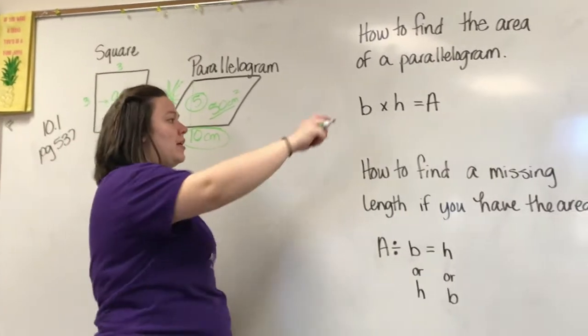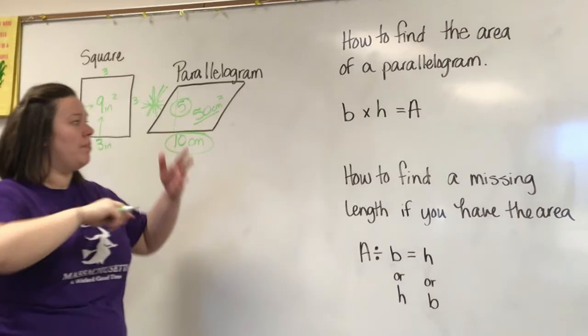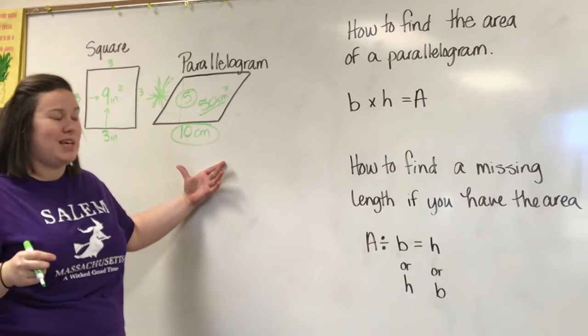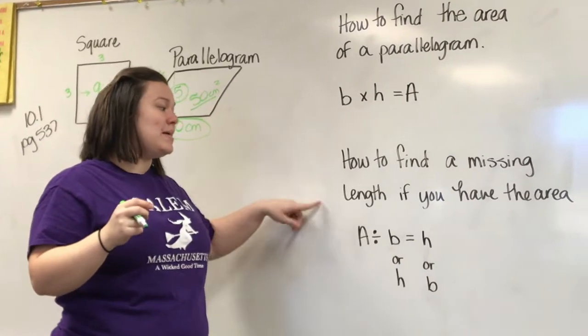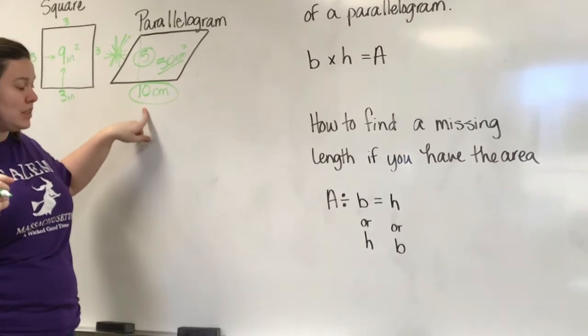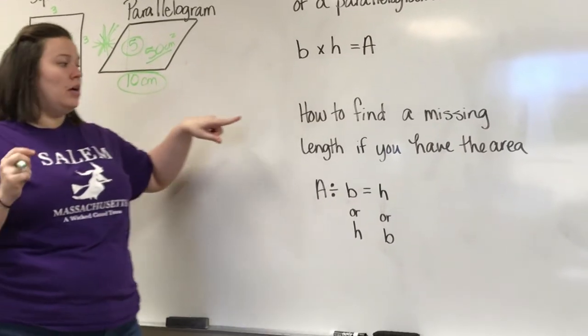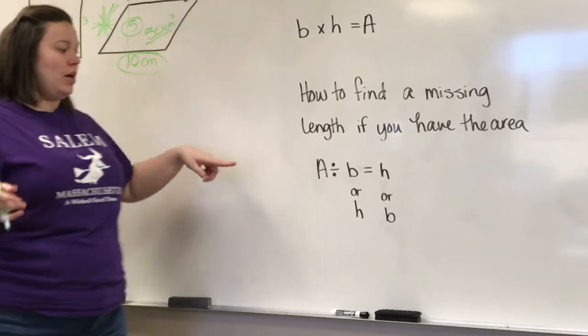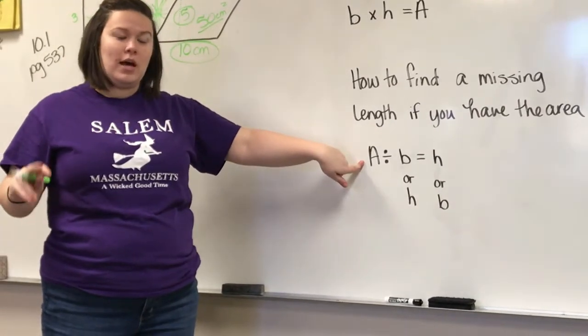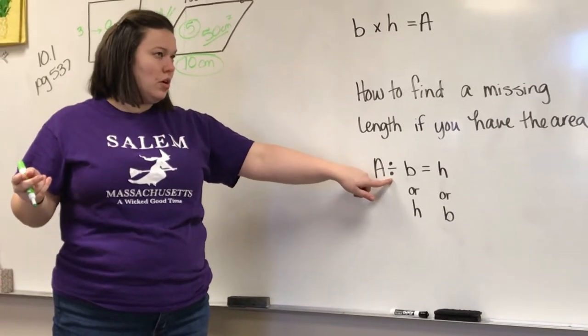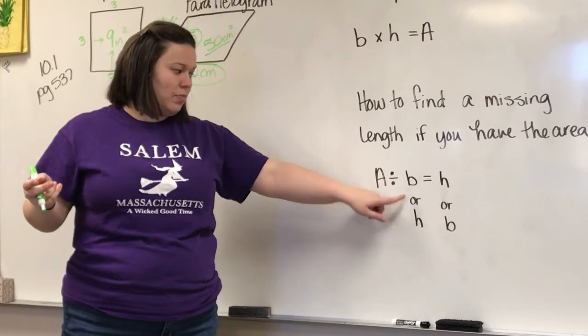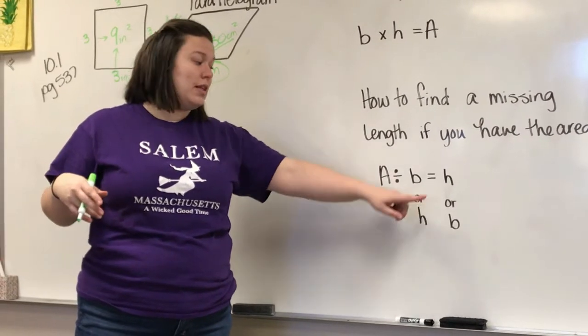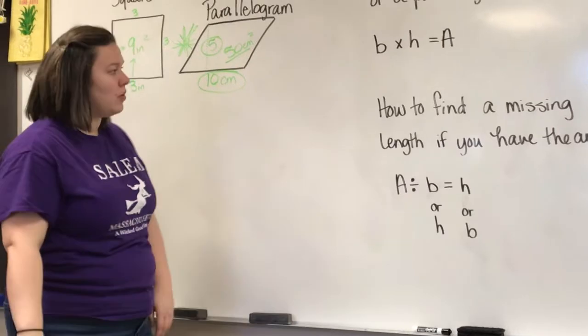Okay, so how to find the area of a parallelogram? There you go, base times height. How to find a missing length if you already have your area: you have your area, and you just do your reverse. Divided by your base or your height, whichever one you have, and that will give you your height or your base, whichever one you're missing.